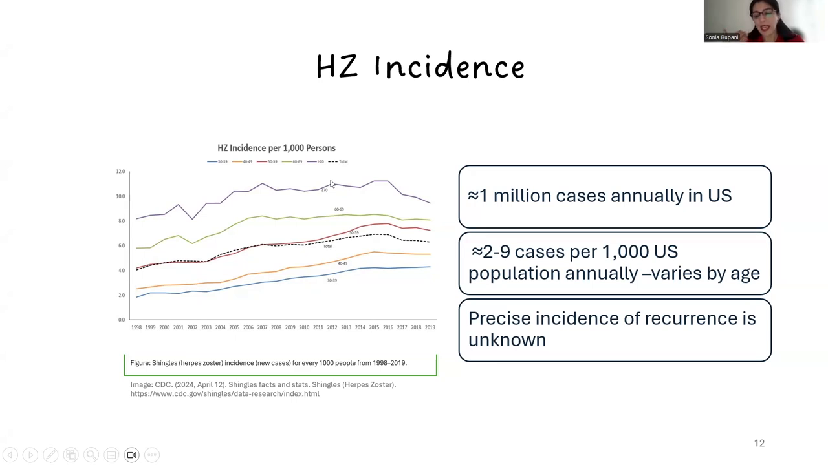So now, can a person have the herpes zoster and have it again? Absolutely. They can have the recurrence. However, there's not enough data about the prevalence and incidence of recurrence of herpes zoster. We do not have that information.